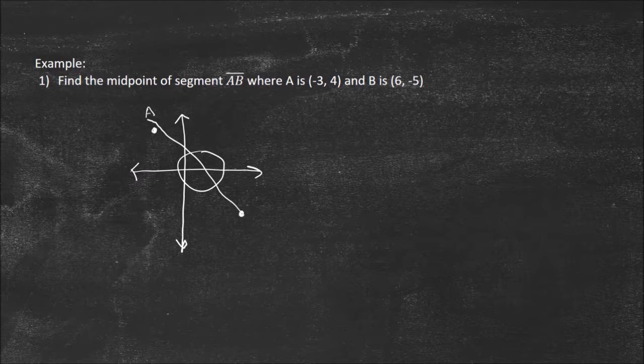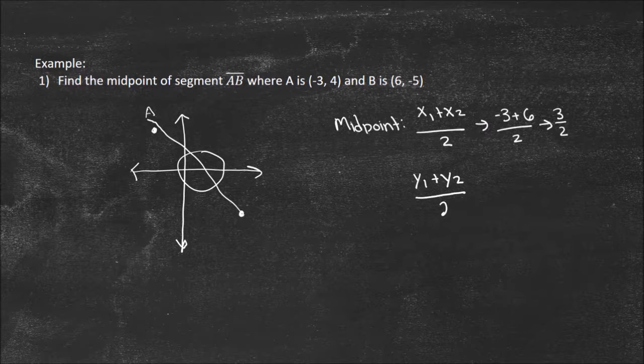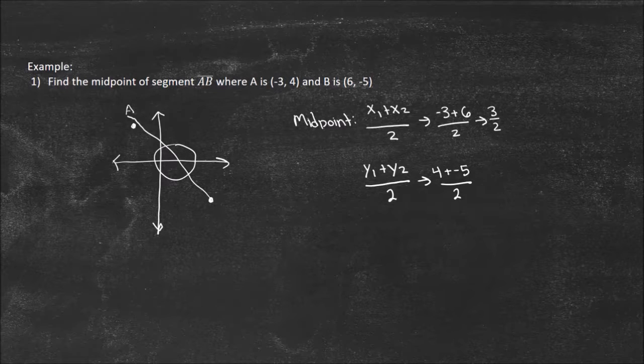So now we want to look at our rule for midpoint. The midpoint says that I find the mean of the x's and the mean of the y's. So I'm going to do x1 plus x2 divided by 2. Well, my x coordinates are -3 plus 6 divided by 2. -3 plus 6 gives me +3 divided by 2. So that will be my x coordinate. And then my y coordinate, I'm going to do the exact same: y1 plus y2 divided by 2. It doesn't really matter which one I do first. I can do 4 plus -5 divided by 2. Well, 4 plus -5 is the same thing as 4 minus 5. So I will get -1 divided by 2 there.